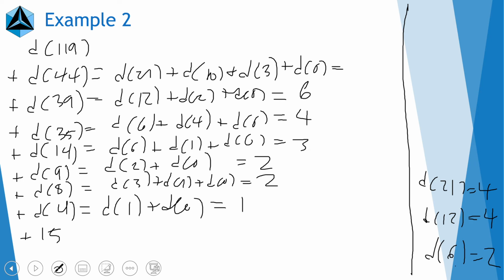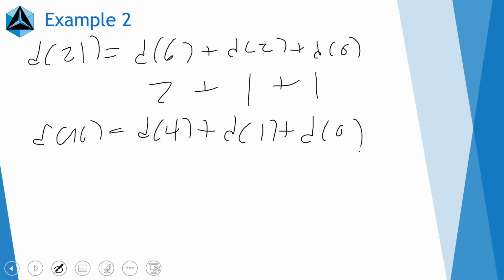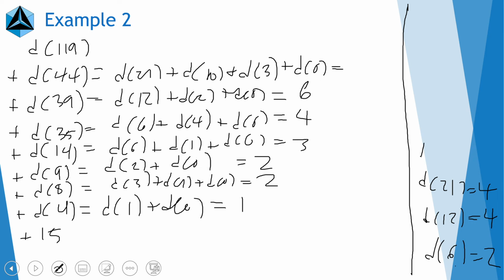So now we need to find D of 10. D of 10 is equal to D of 4 plus D of 1 plus D of 0. Again, we've found D of 4 already. D of 4 is equal to 1. So 1 plus 0 plus 1. D of 10 is equal to 2. So using these computed values, 4, 2, 1, 1 is going to give us 8.